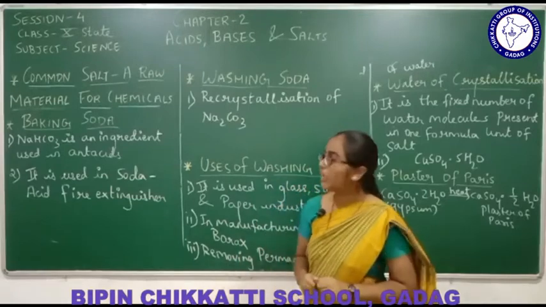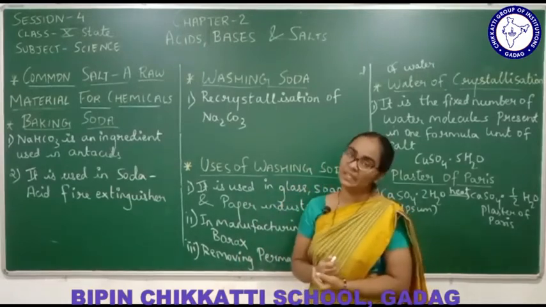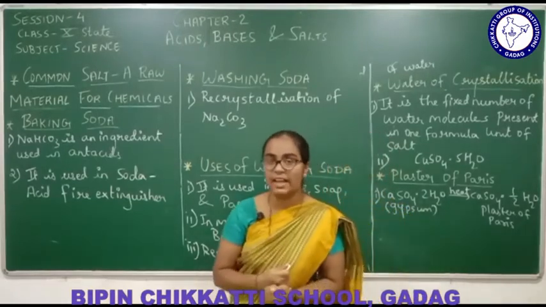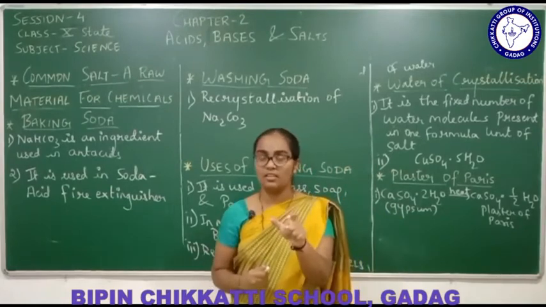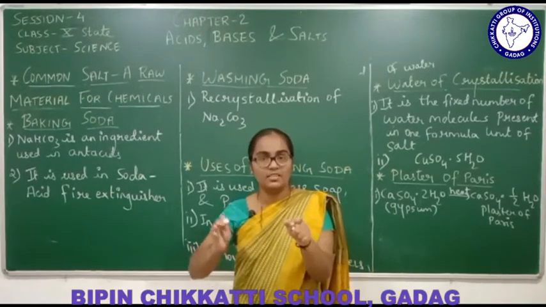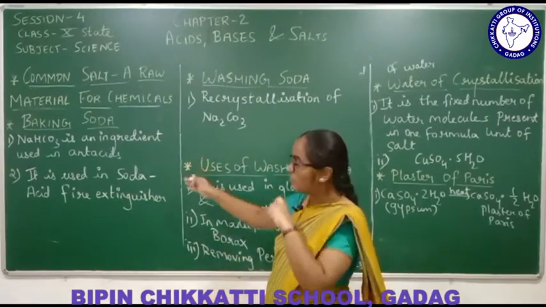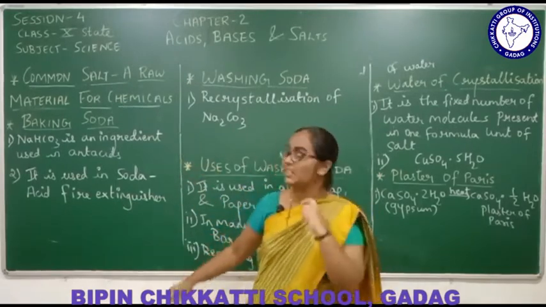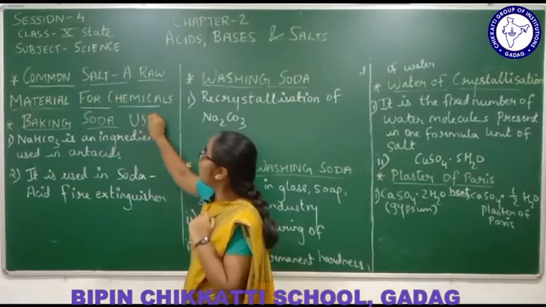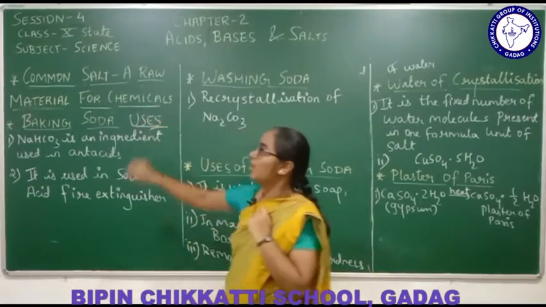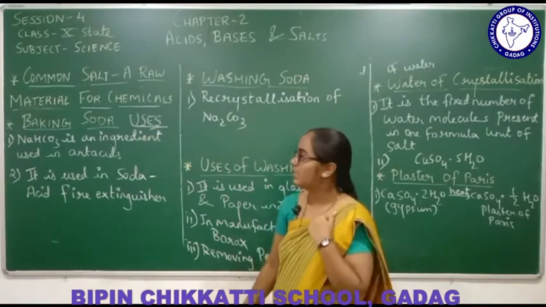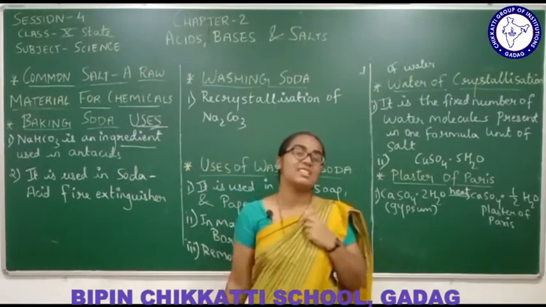Okay, now we are going to study the uses of baking soda. Earlier we saw how baking soda, which is nothing but sodium hydrogen carbonate, is formed using certain ingredients. But now we are going to look at where it is basically used. Sodium hydrogen carbonate is an ingredient which is used as an antacid.